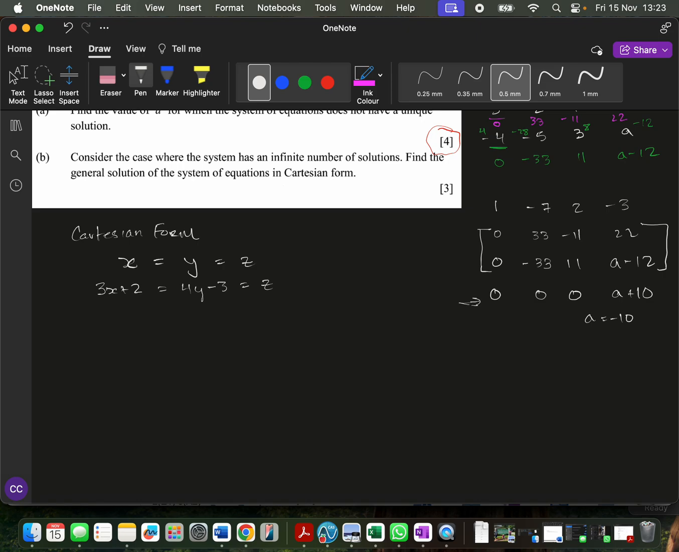So if I was just to rewrite what I have: 1x minus 7y plus 2z equals negative 3, and then I've got 33y minus 11z equals 22. And then this other one is just going to be a zero function, right? It's all zeros and it equals negative 10. So what we are going to do is take this and solve for each individual variable. If I start with y here, I'm going to solve for y.